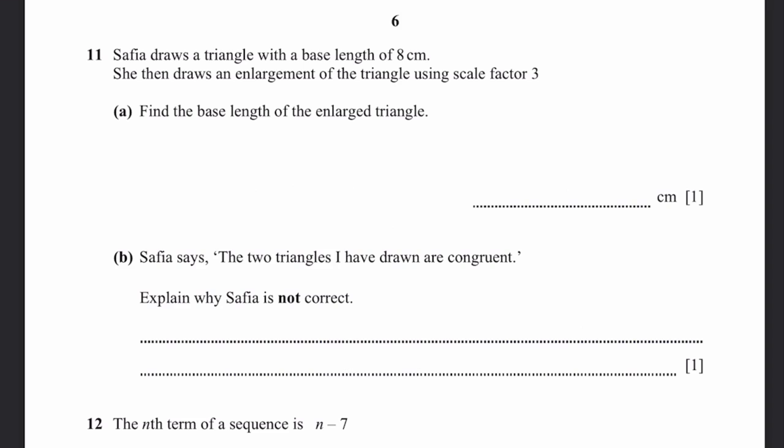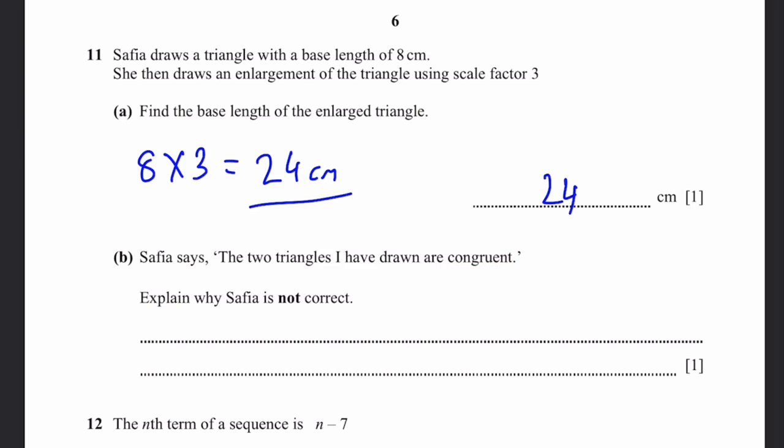Question 11. Safia draws a triangle with base length of 8 centimeters. She then draws an enlargement using scale factor 3. A. Find the base length of the enlarged triangle. That's 8 into 3 because the scale factor is 3, which is equal to 24 centimeters. That's the answer. B. Safia says the two triangles I've drawn are congruent. Explain why Safia is not correct.